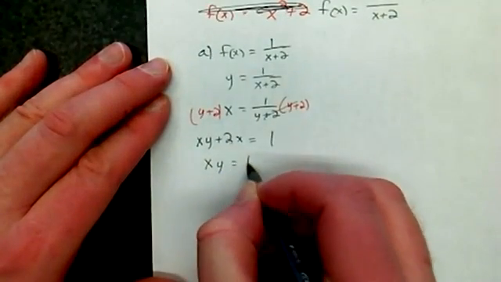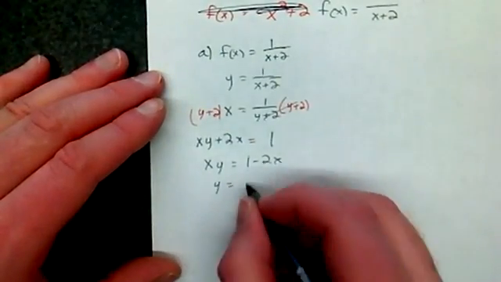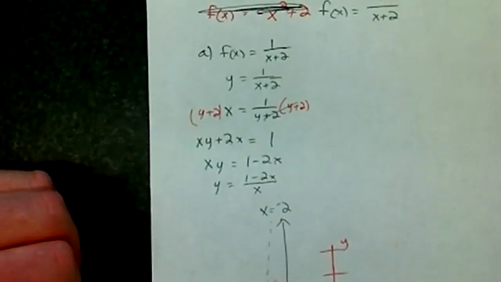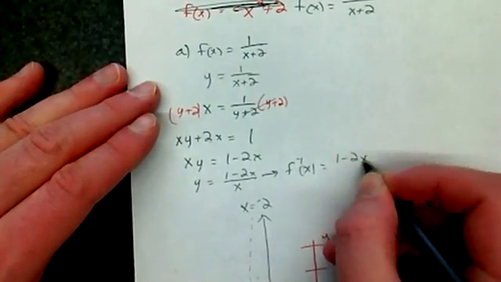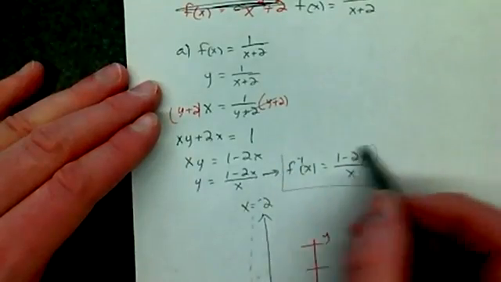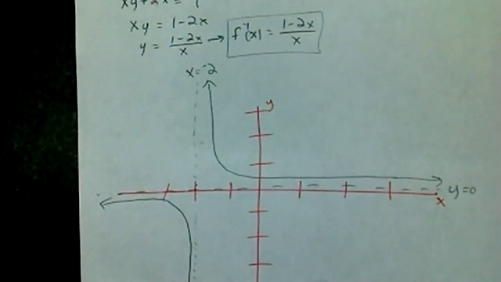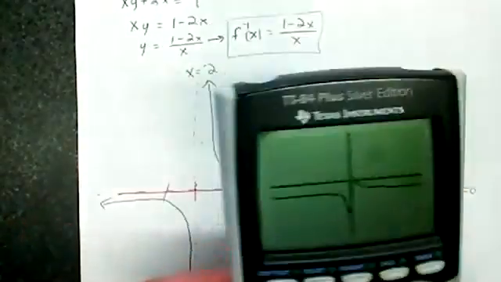So xy equals 1 minus 2x. So finally, y is equal to 1 minus 2x over x. Really, that's my f inverse of x, is 1 minus 2x over x. To tell you the truth, I do know how to graph this right now, but it may be a good idea to bust it out on the graphing calculator, then we'll see what happens. So, 1 minus 2x over x, I'm going to graph that out right now. And it looks like this.